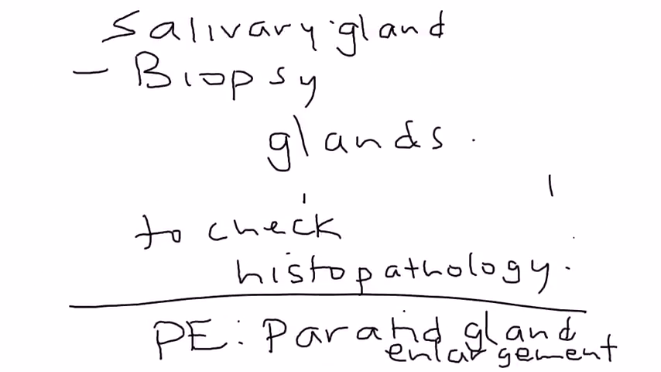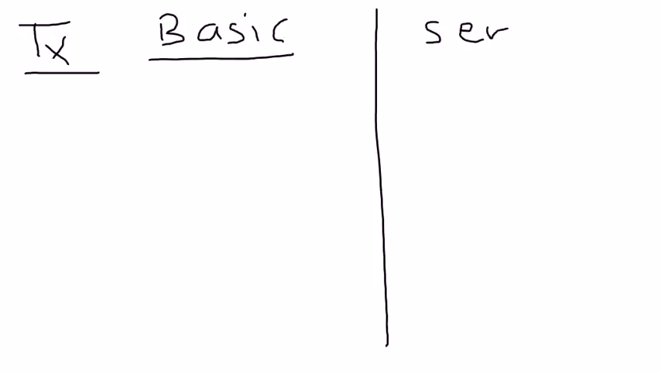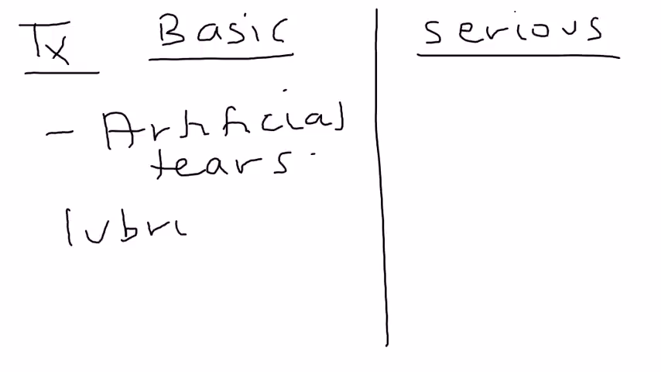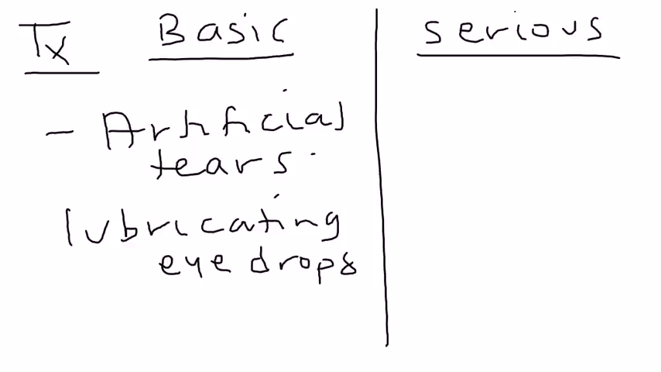All right, so now we've come down to the treatment. Well, the treatment, I kind of break this up into basic and more serious management. Basic management of Sjögren really is just topical eye drops, and you can get these at any pharmacy. They're known as artificial tears. They're really just over-the-counter lubricating eye drops, and they are used in the management of this.